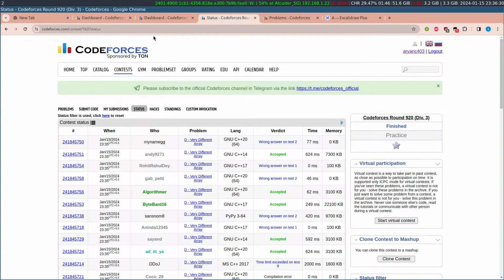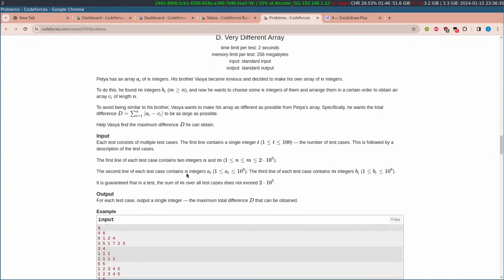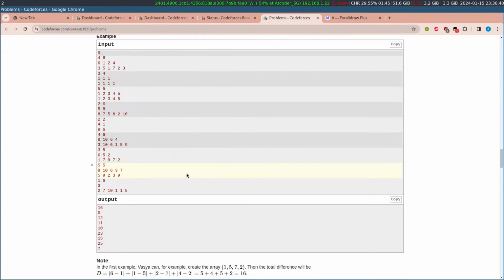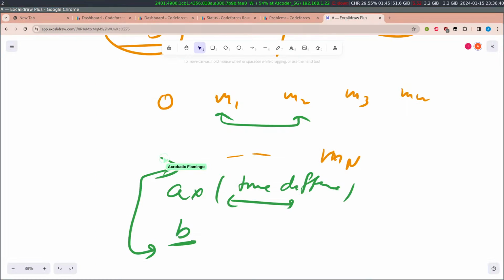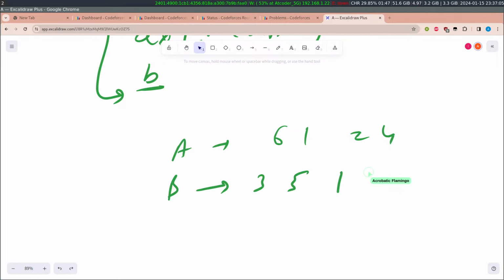My solution was also proved by AC, so I won't be surprised if this one gets right. I can say what intuition I had. Let's look at the first one of the test cases first. So let's take the first sample. It says A is 6 1 2 4, B is 3 5 1 7 2 3.